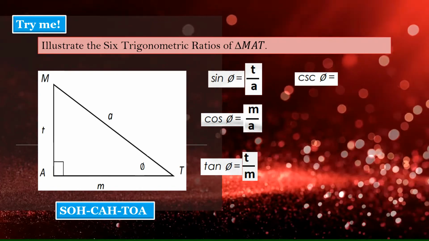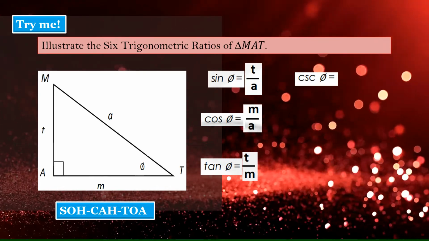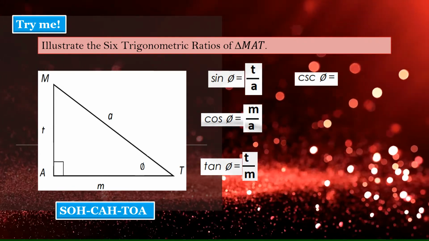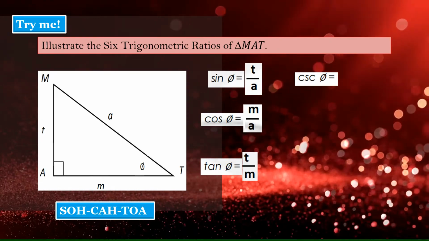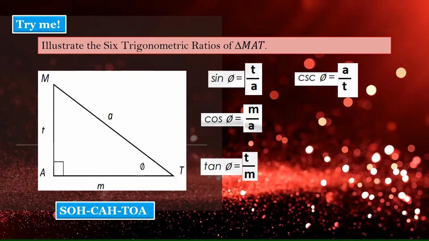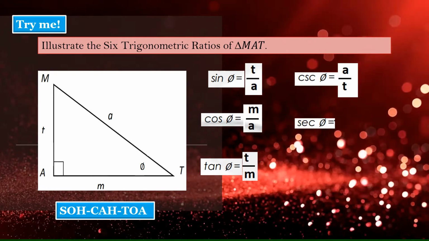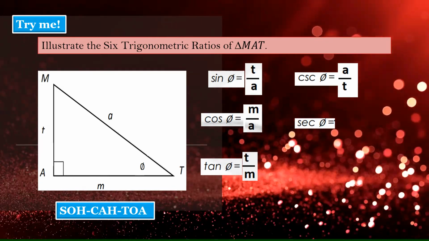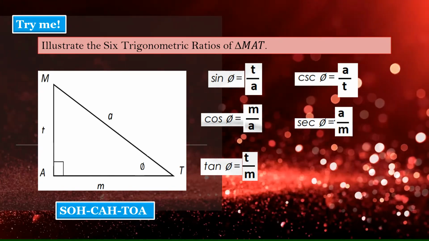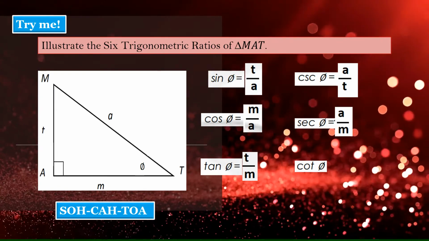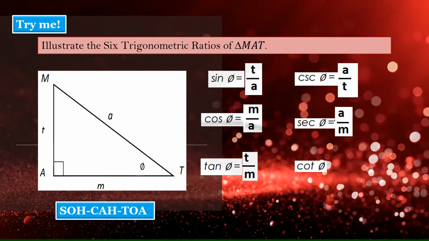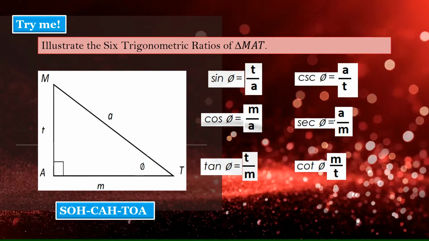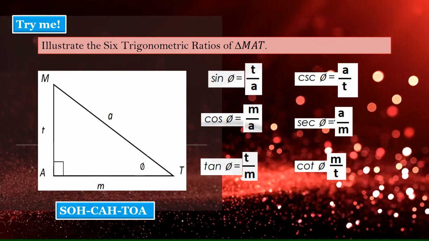Cosecant theta is equal to hypotenuse over opposite. The hypotenuse of a right triangle is A, and the opposite of our reference angle is T. Therefore, cosecant theta is equal to A over T. Secant theta is equal to hypotenuse over adjacent. Secant theta is equal to A over M. Cotangent theta is equal to adjacent over opposite. Cotangent theta now is equal to M over T.